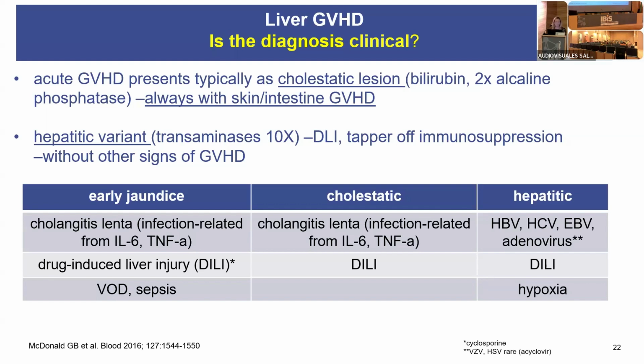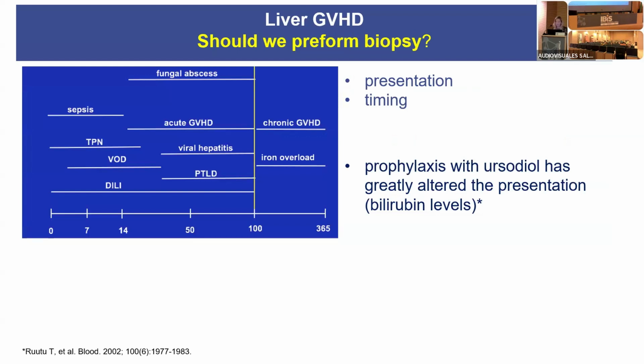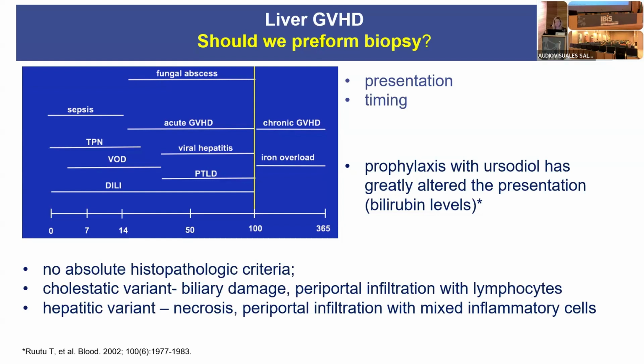And of course, some of the early signs of jaundice can be due to viruses, drug-induced injury, VOD, and sepsis, but that is all very clear. And then the question is whether we should perform a biopsy in liver GvHD. Well, probably not always, because liver GvHD is going to be together with skin and intestinal GvHD. It's going to be clear. In cases like this, probably yes, but there are no absolute histopathological criteria. So this is what we have to take into account.